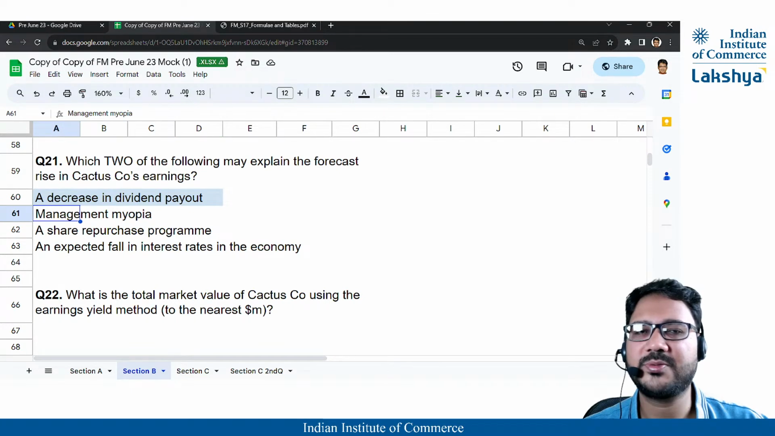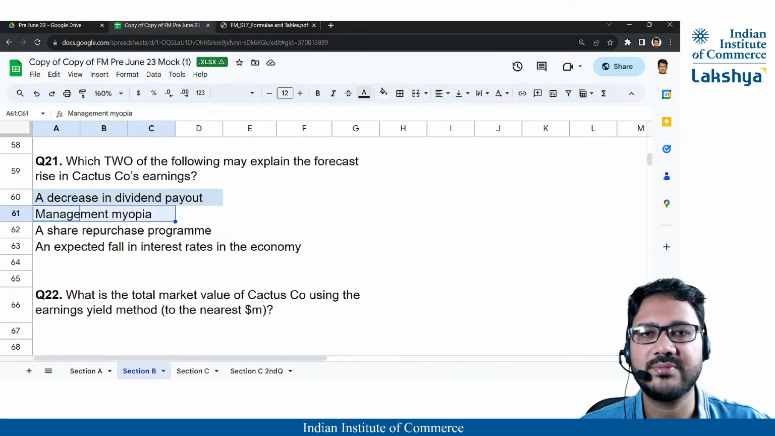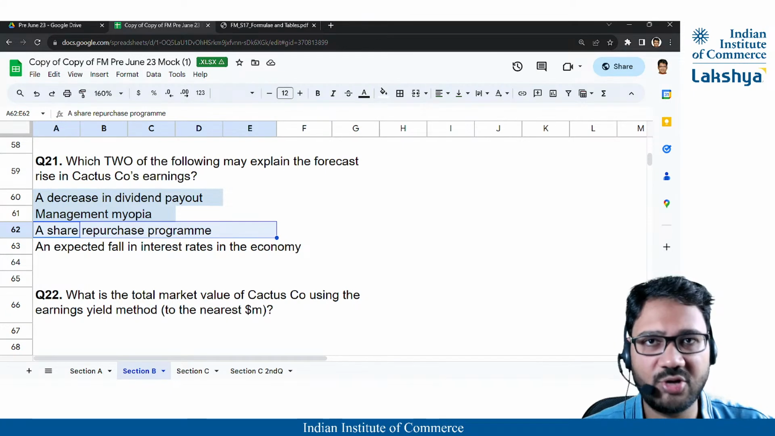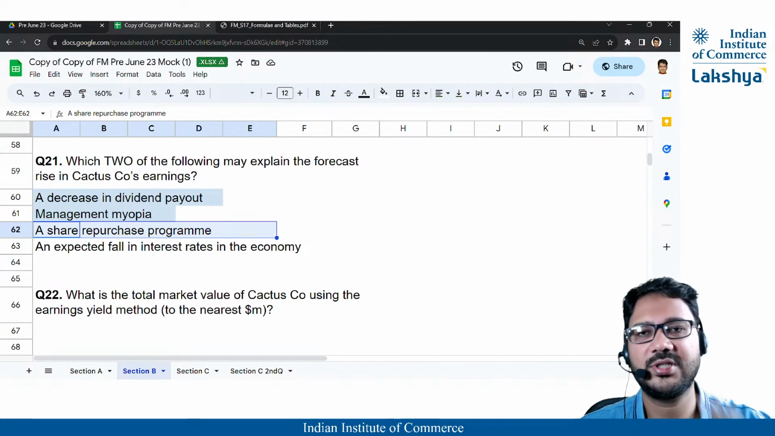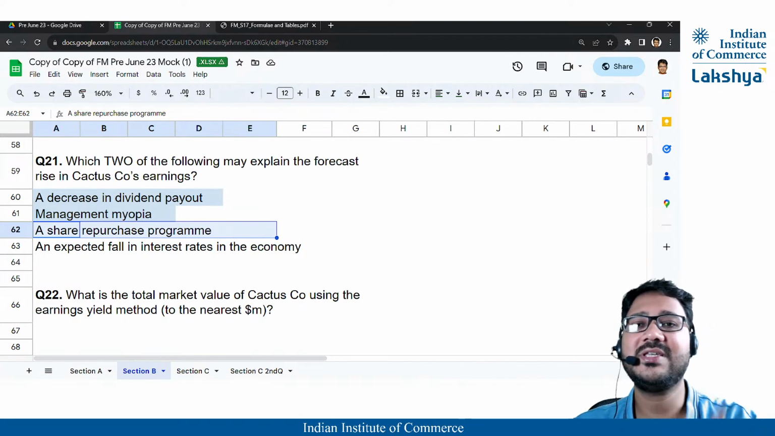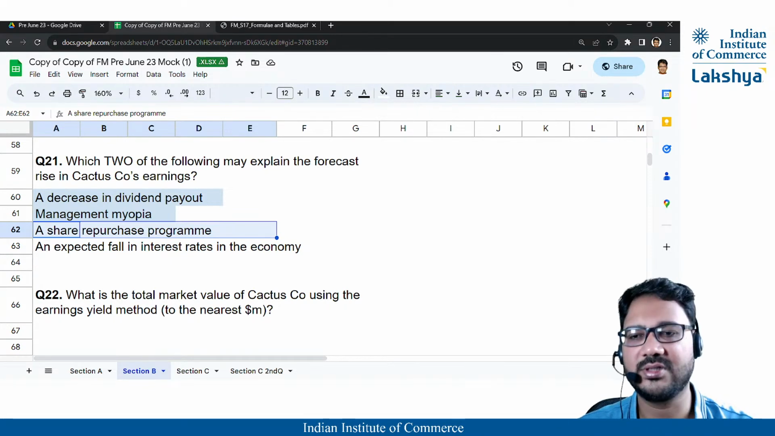Management myopia. Now, management myopia basically means that management is focusing on short-term gains and not long-term. So this seems correct. I think the first two statements were the only correct ones. A share repurchase program will just increase your earnings per share, not the total earnings. Because the number of shares has reduced, and if your earnings are the same, they will be divided amongst a lesser number of shareholders, which means EPS goes up, not total earnings.